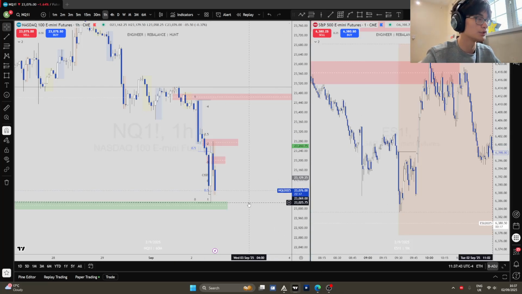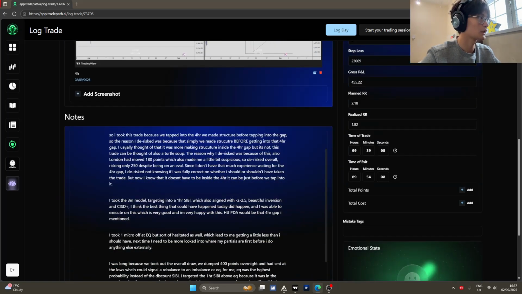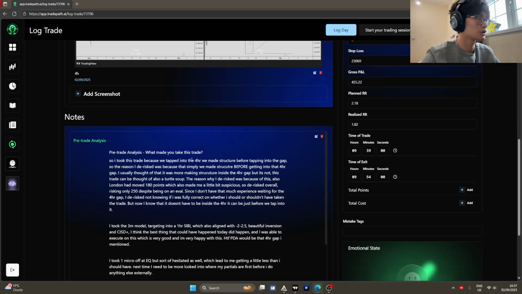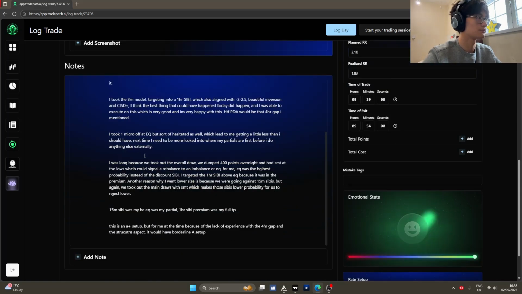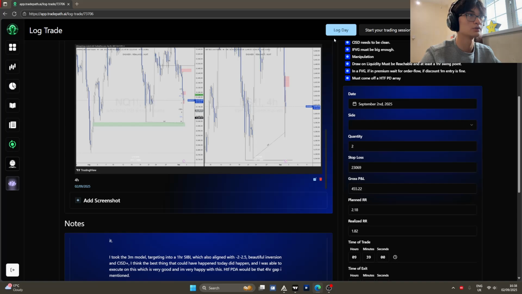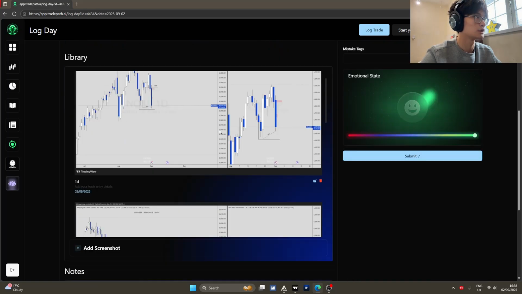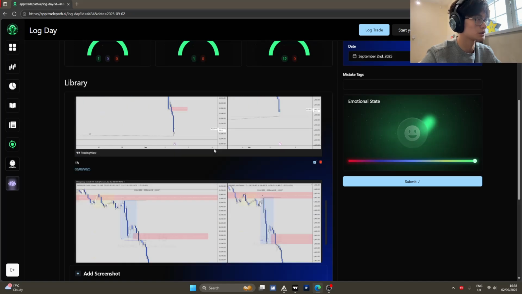Hope you guys enjoyed. I'll show you guys the journal. So I took this trade because we tapped into the 4 hour, de-risked. In fact, you guys can just read it and pause it. So that's that, and we go to log day. This was my pre-market analysis. So here's the pictures. You guys can pause it.